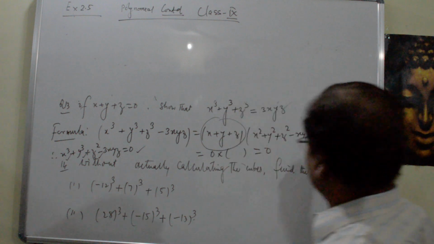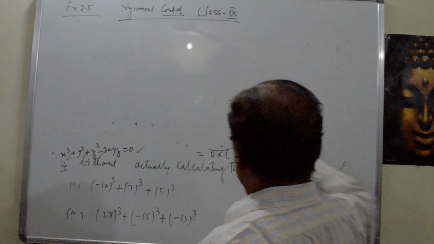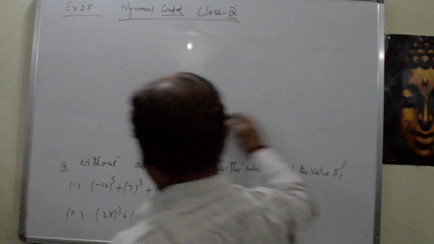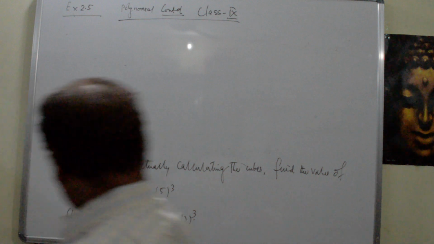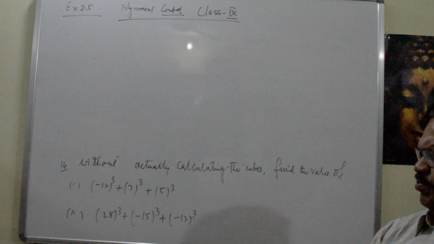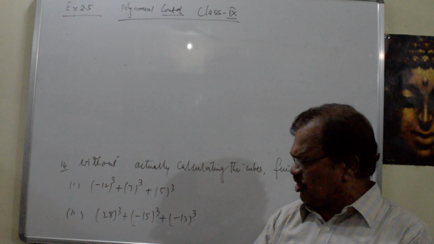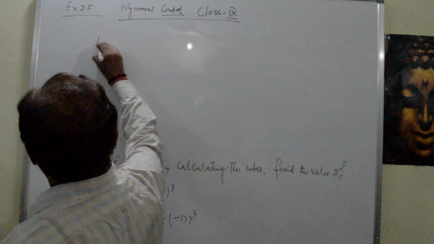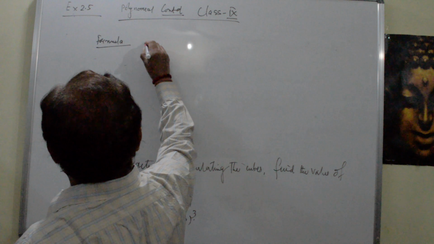So this is the solution of question 13. Now come to question 14: without actually calculating the value of the cube, find the value of minus 12 whole cube plus 7 whole cube plus 5 whole cube. Again, this cube formula is coming, so let us recall the formula we have just used in the previous question.